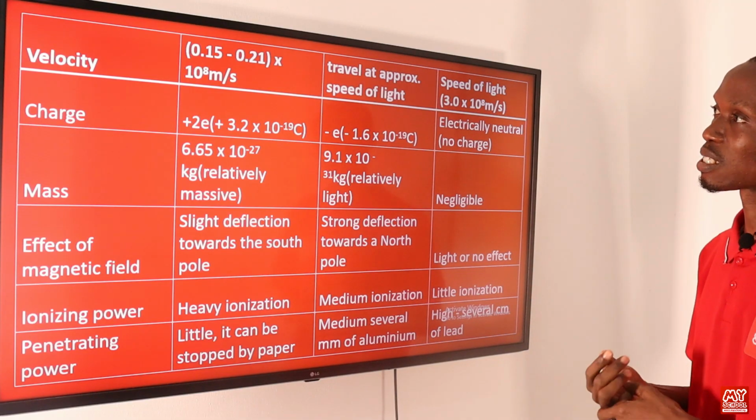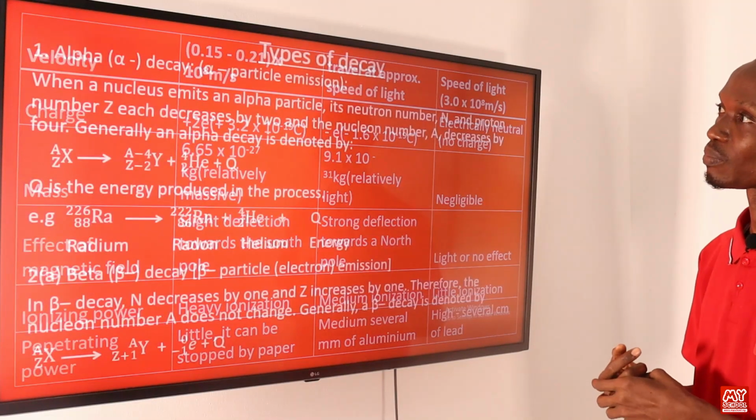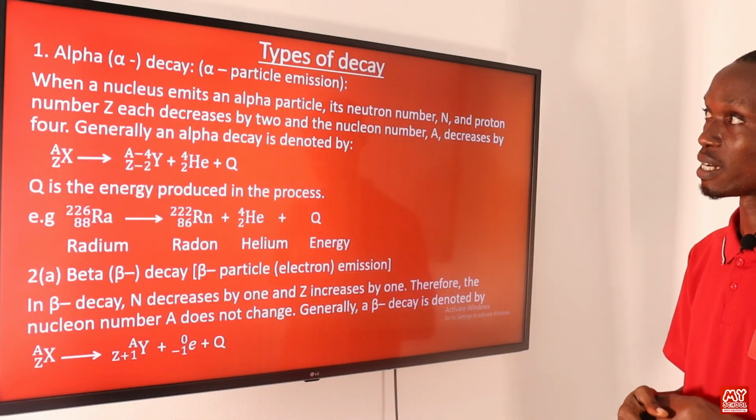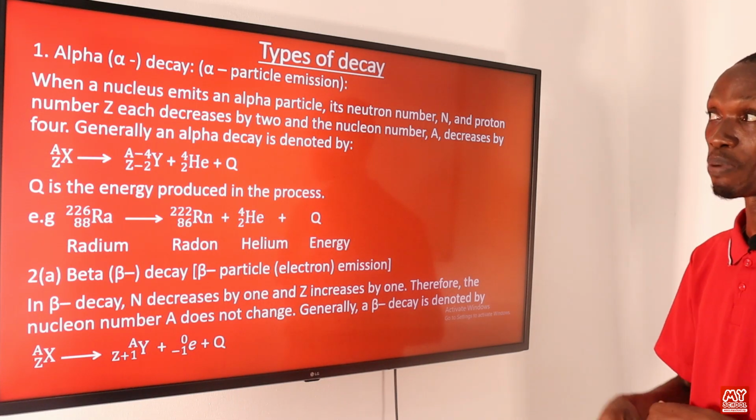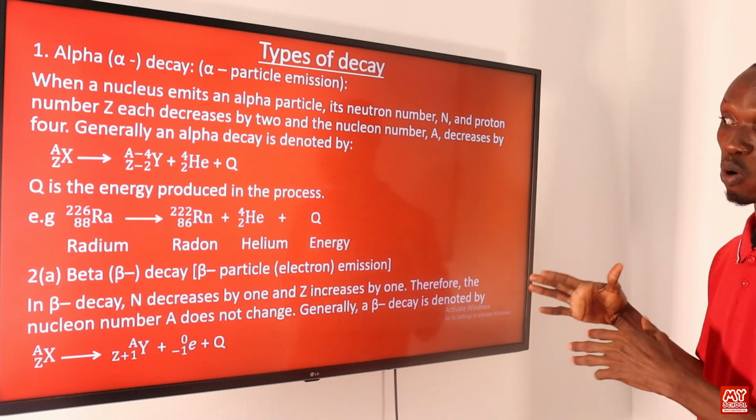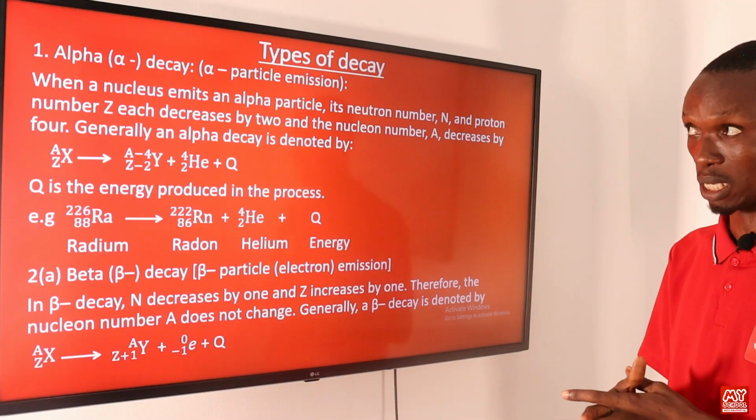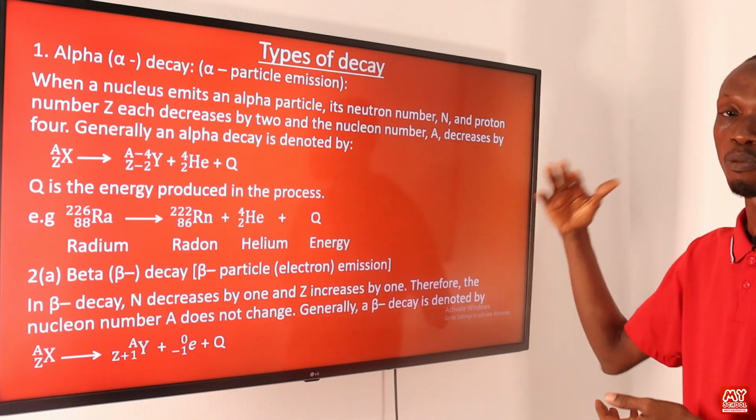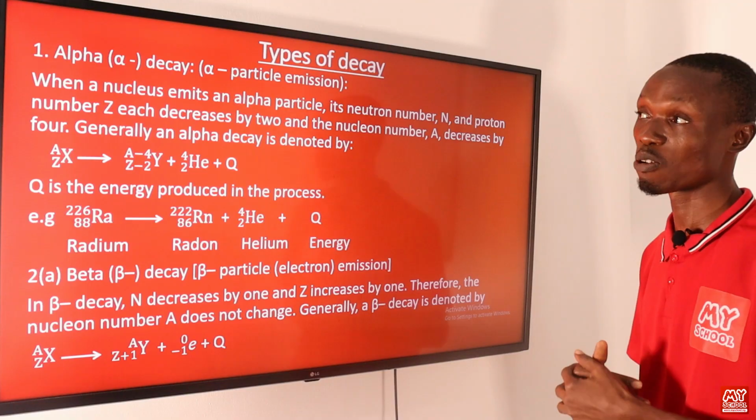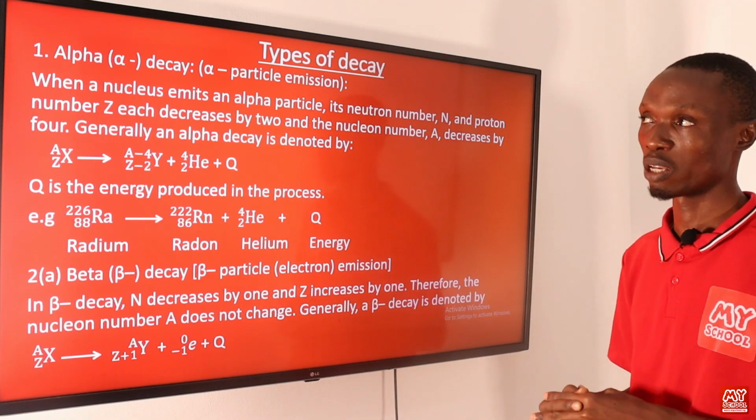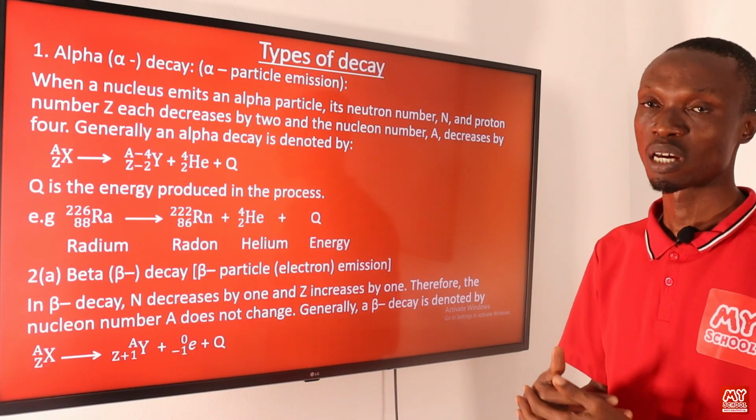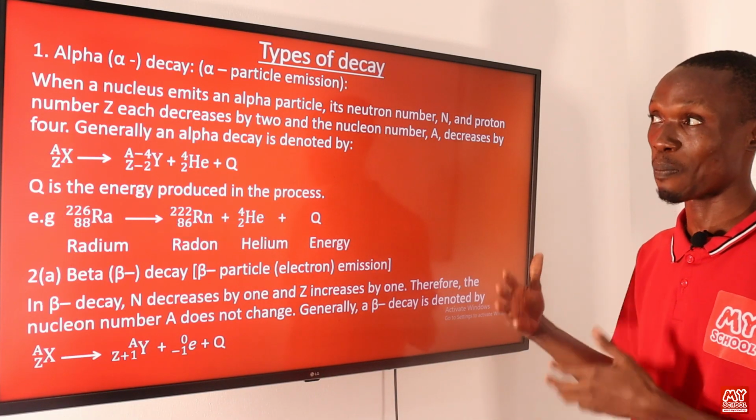So let's move to the next slide to continue with our lesson. On this slide, we are going to be talking about the types of decay. Based on the types of radiation, we actually have 3 types of decay, and we are going to be discussing them one after the other. The first type of decay we have is called alpha decay. Alpha decay brings about the emission of an alpha particle.